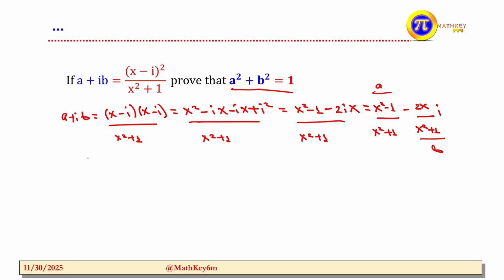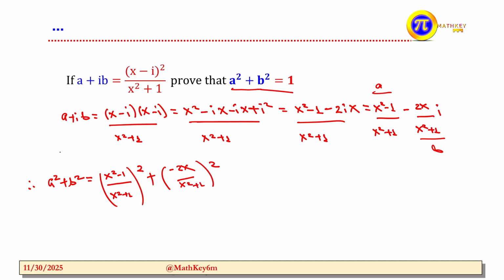From this, we can perform a square plus b square. This means a square plus b square is equal to x square minus 1 over x square plus 1 the whole square, plus in case of b, negative 2x over x square plus 1 the whole square. x square minus 1 the whole square means the square of the first, that is x to the power of 4, minus twice of a and b as we performed before, 2x square times 1, that is minus 2x square, plus the constant 1, divided by x square plus 1 the whole square, plus in case of b square, negative 2x squared means 4x square divided by x square plus 1 the whole square.